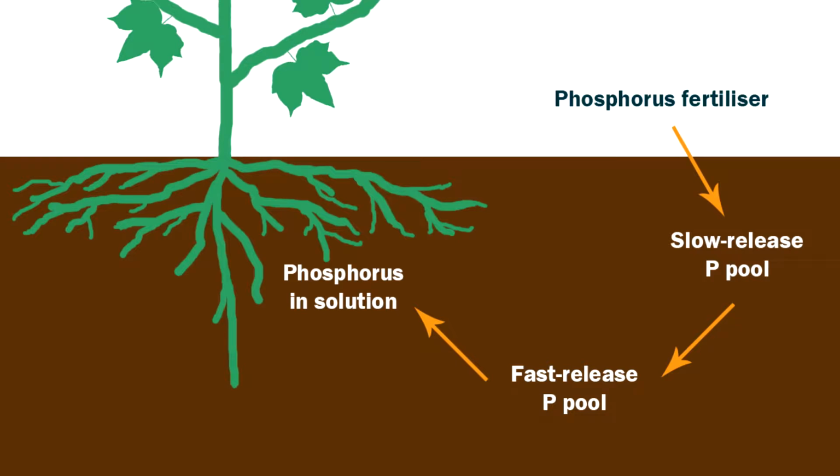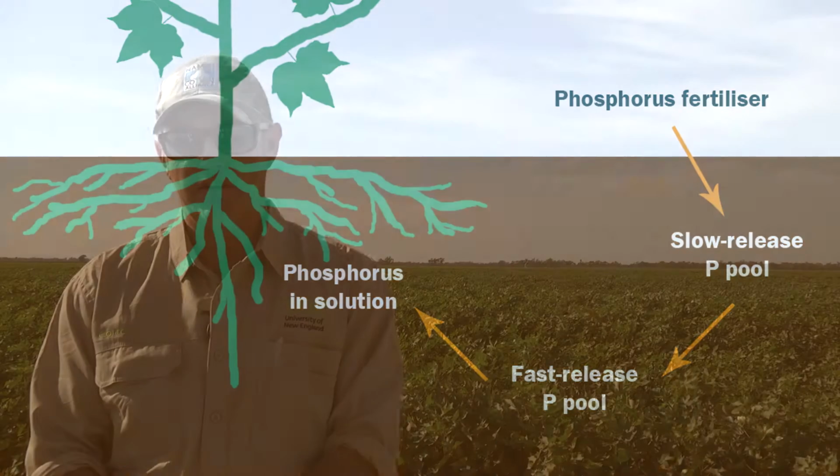So it's actually going into the slower release pool and then into the faster release pool and then into solution for the plants to take it up. So the applied P fertiliser that we're putting on, it's a maintenance type program rather than an application to get a response in the same season.